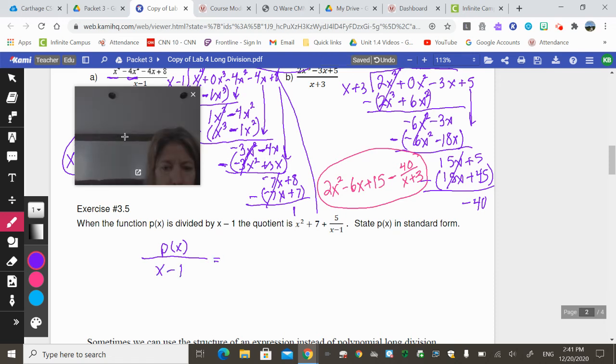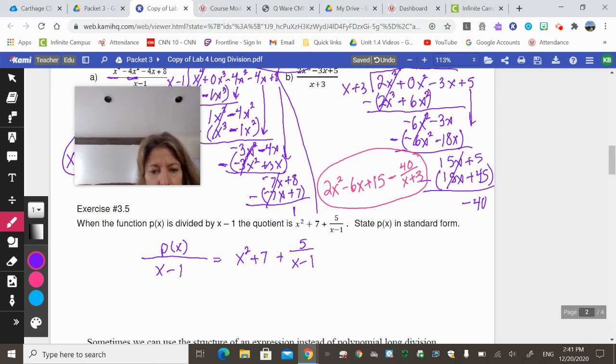and it tells us the quotient, or the answer, is x squared plus 7 plus 5 over x minus 1. So I encourage you to pause the video and see if you can figure out how would you find out the original polynomial.